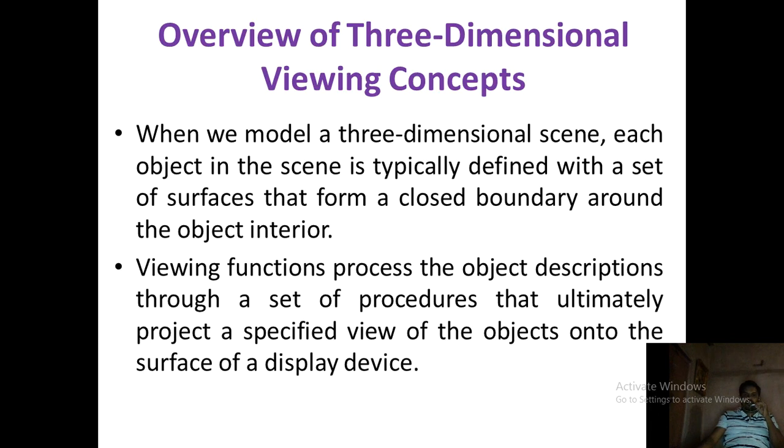Viewing functions process the object descriptions through a set of procedures that ultimately project a specified view of the object onto the surface of a display device. The viewing procedures process whatever description you have given in a scene, all the surfaces, all the colors, everything you have mentioned, and ultimately project a specified view of the object on the surface of the display device.